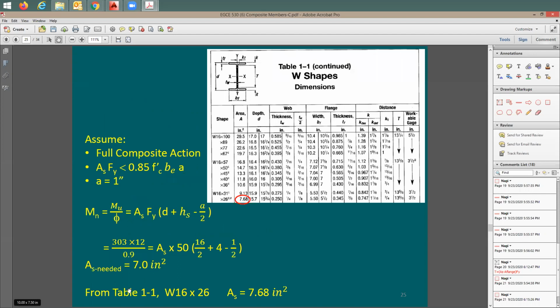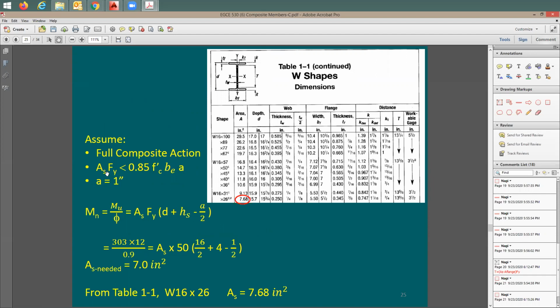I don't know what beam size to work with. So let me assume first that I'm going to have full composite action. Let me try my analysis. I'm going to say As times Fy is going to be smaller than this value, correct? This is going to be compression. This is going to be what? The tension. I'm going to assume first that this a is equal to 1 inch, just for a quick estimate at the beginning.